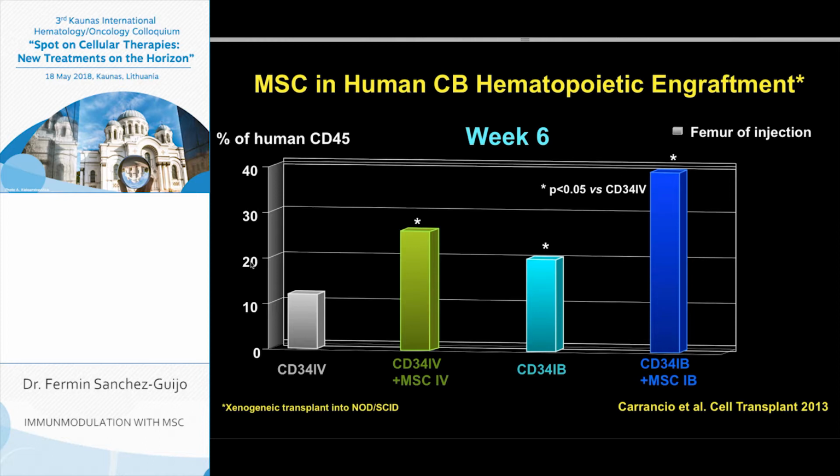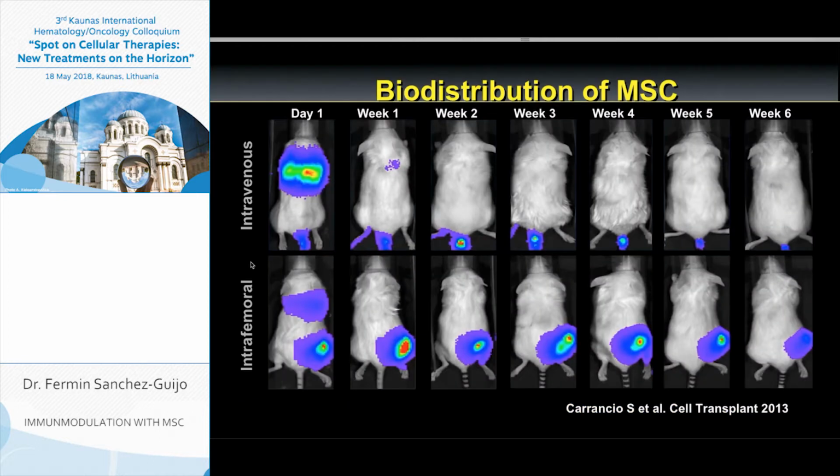This is an interesting slide. We labeled MSCs with luciferase, so we can track them by bioluminescence. And as you can see in the upper part of the slide, if you put your MSCs IV, they go into the lung and eventually they disappear. Whereas if you put your cells intrabone, they remain there for a longer time. This is one of the reasons why we have used sequential doses of MSCs when we put the MSCs intravenously, because they disappear from the circulation pretty soon.